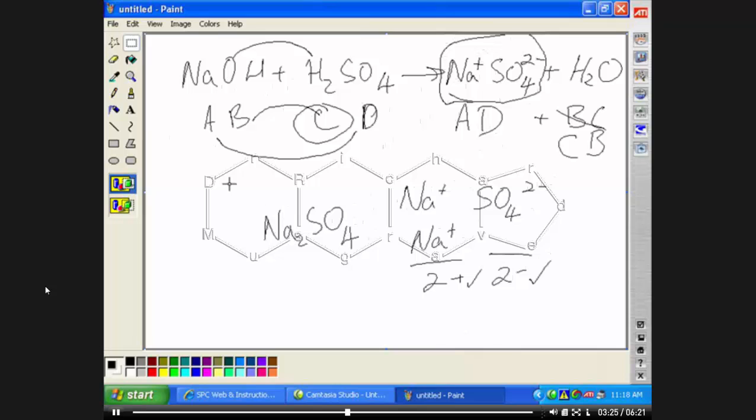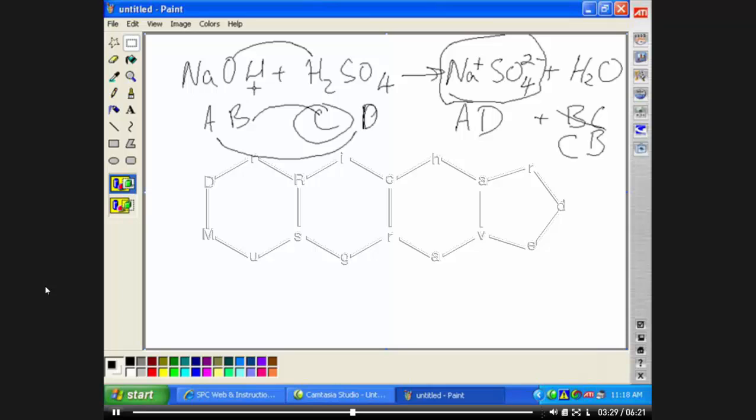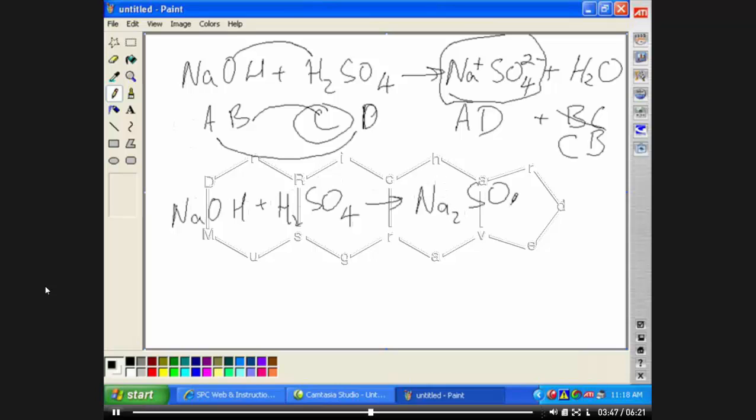Okay, so I'm going to just erase this part of it again. And let's rewrite the problem now. And that would be NaOH plus H2SO4 gives Na2SO4 plus H2O. Now I've got the compound balanced, so that's good. I'll put a check mark on that. What I want to do now is balance the entire reaction.